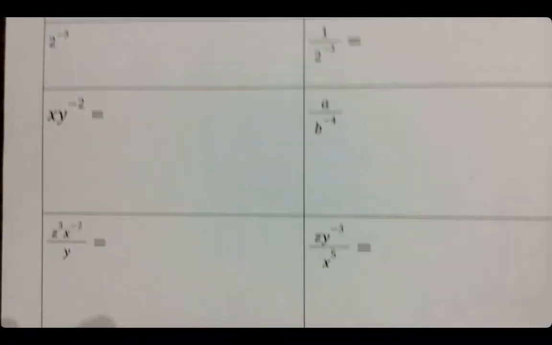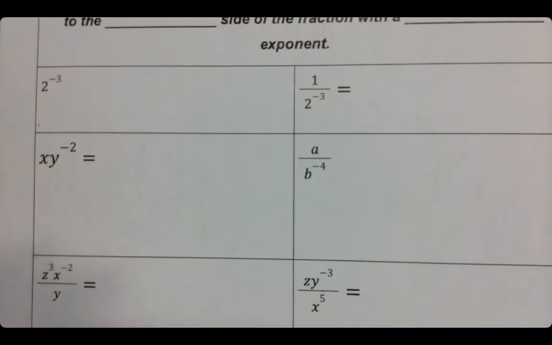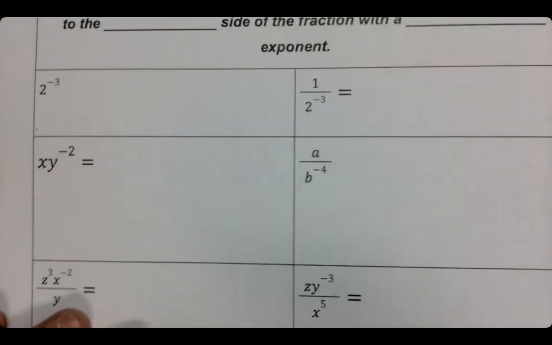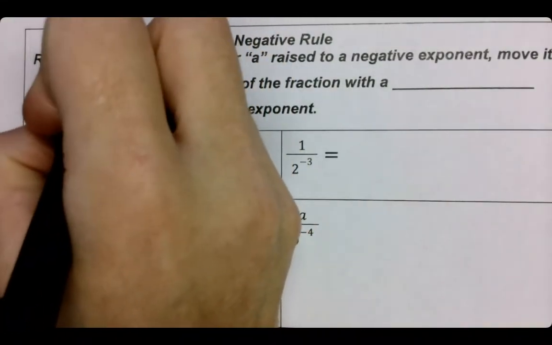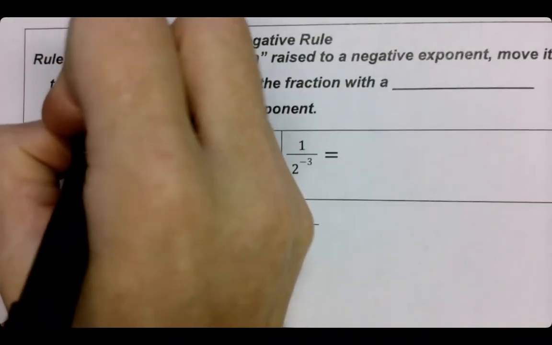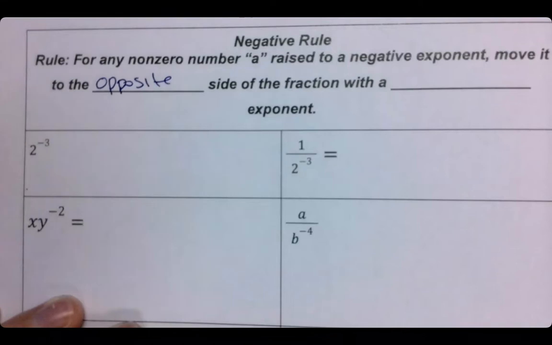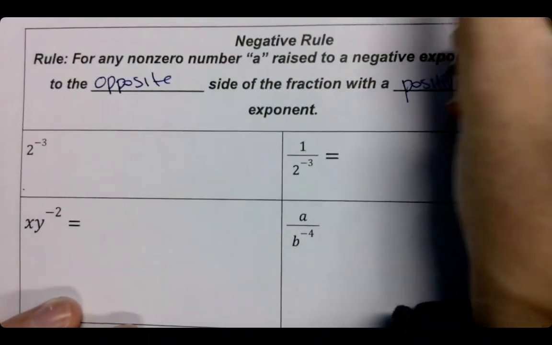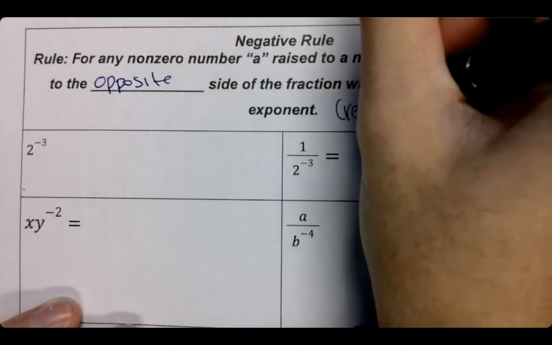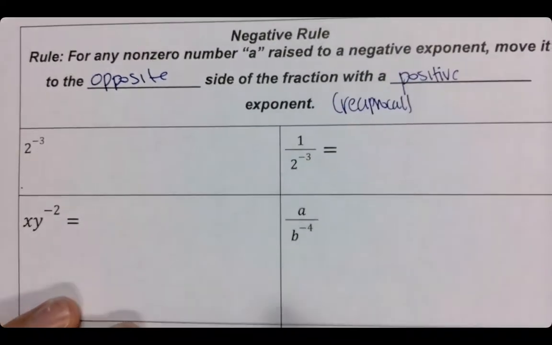So now moving on to negatives. Woo! A lot going on here. For any non-zero A exponent, we're going to move it to the opposite side of the fraction with a positive exponent. This is called, if you remember, the reciprocal.